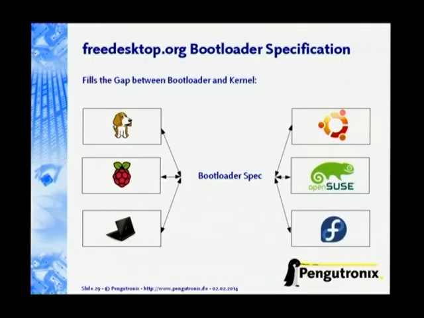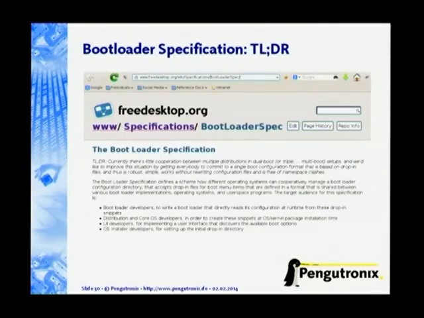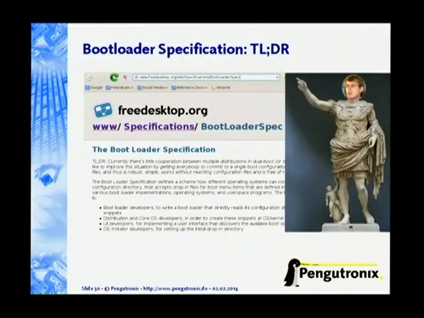This is where the freedesktop bootloader specification comes in, and it tries to fill this gap and invent something which can be supported for all these devices and makes it possible to discover what's in there. I'll show you some examples a bit later. This is where you can find the bootloader specification; it's coming from the systemd people. You know, Debian GNU systemd, or how is it called? I don't know.